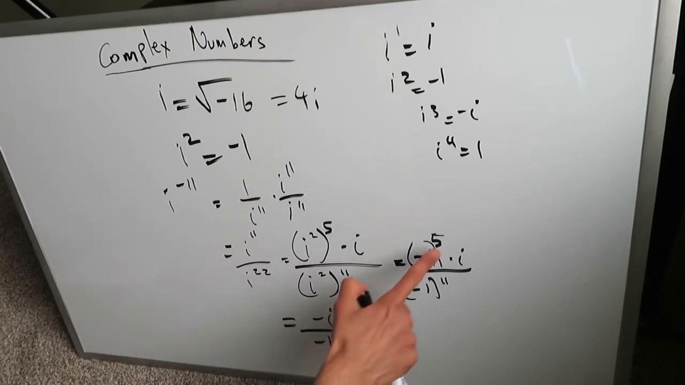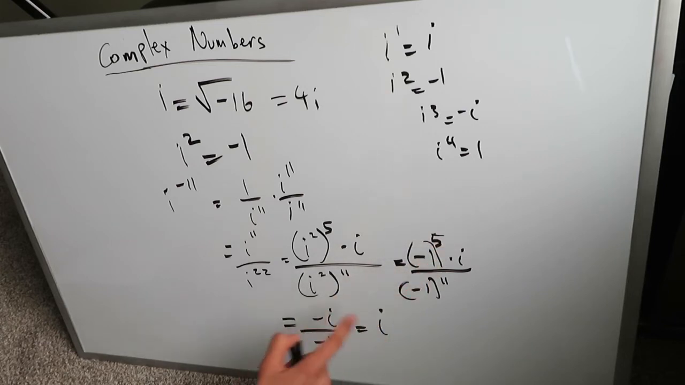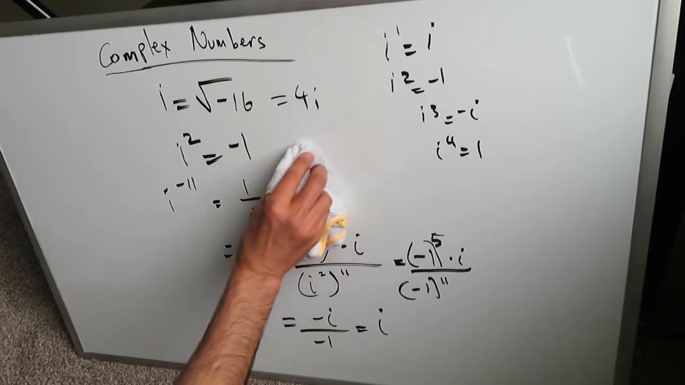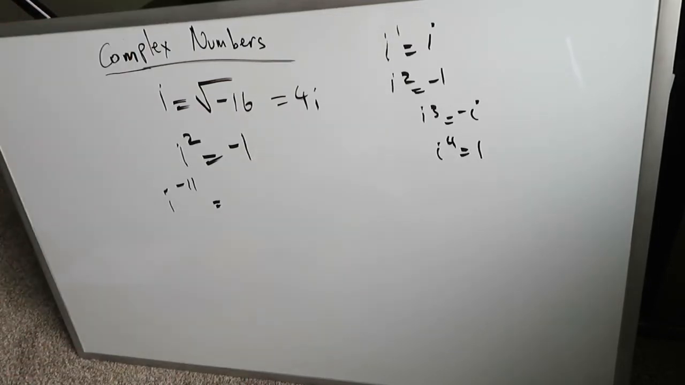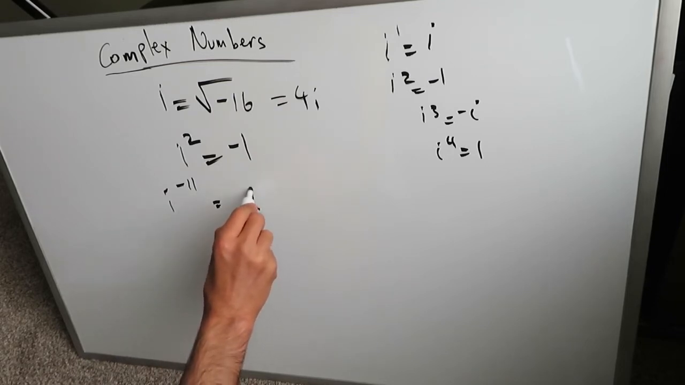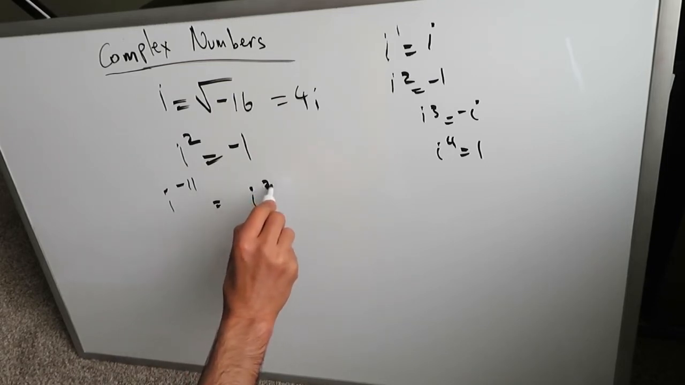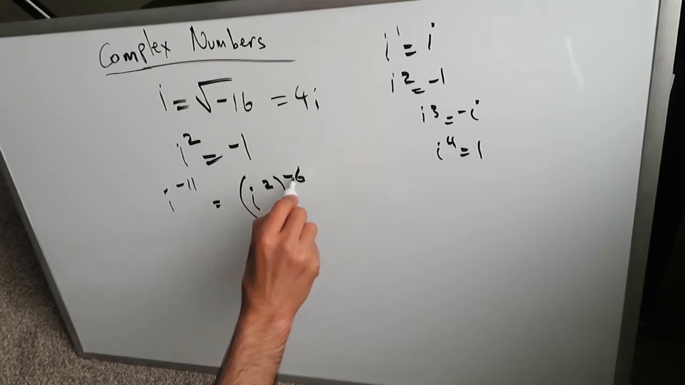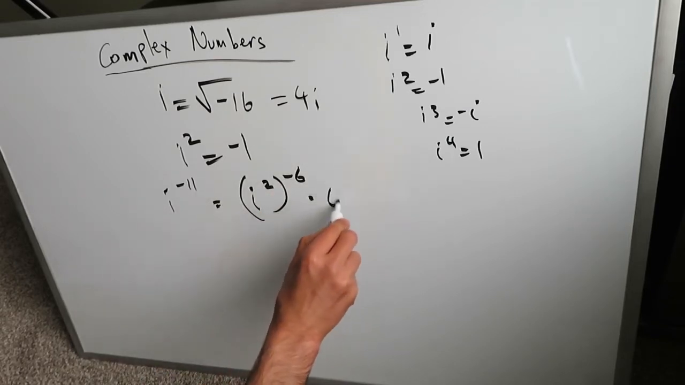Alright, so minus numbers to odd exponents retain minus. Minus numbers to an even exponent become positive. Let me show how we could have solved this in a different way. The same question. How about this? i to the minus 11 is the same thing as saying this: i squared to the power of minus 6 times i.